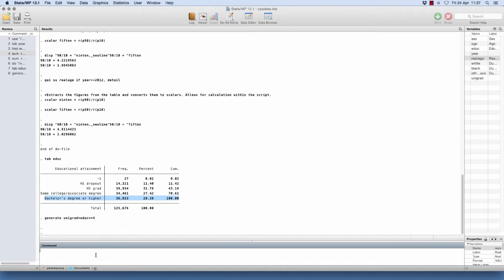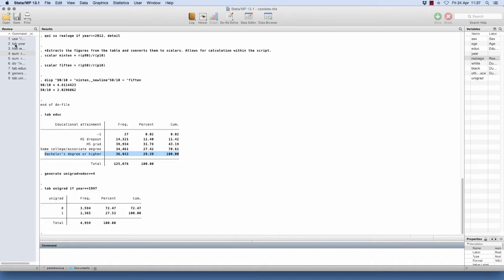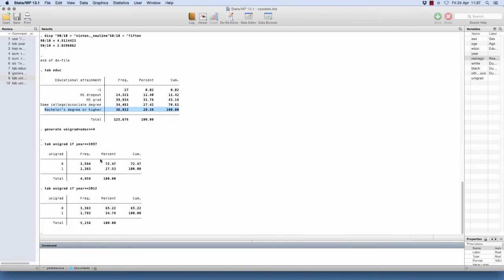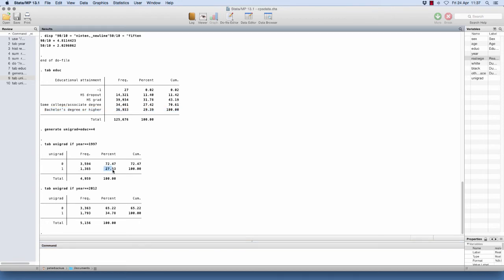So we're just going to create a dummy called unigrad, and then we can use summarize or tab, but let's say tab unigrad if year equals 1997, and then we can just click on our command, get it back, and change that to 2012. And what do we see? Well, in 1997, 27.53% of the sample were university graduates or higher, so bachelor's degree or higher. If we move to 2012, so just a short 15 years later, that's increased to 34.78% of the sample who have graduated from university.